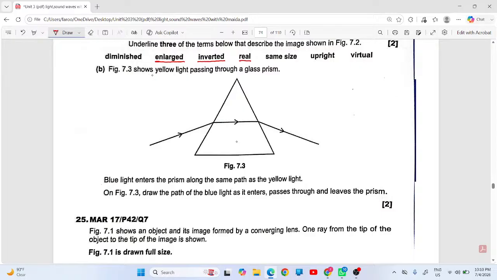Figure 7.3 shows yellow light passing through a glass prism. तो सबसे पहले तो आप ये लिख लिया करें, ray the wave. अब इसमें येलो की बात हुई है. ऑरेंज पे मैंने टिक लगा दी है. येलो की बात हो रही है. So this is the path of yellow light. Blue light, where is blue? Blue is here. Blue light enters the prism along the same path. On figure, draw the path of blue light as it enters, passes through, and leaves the prism.